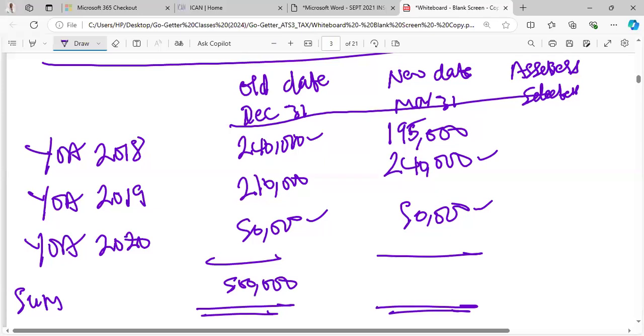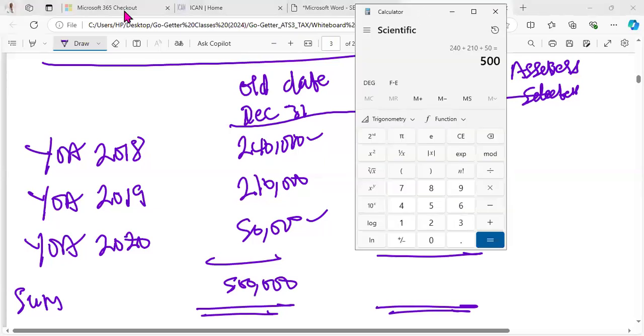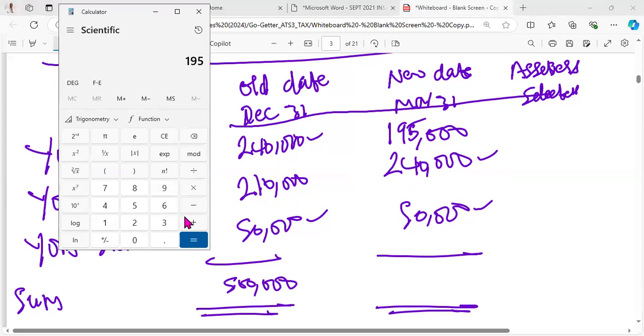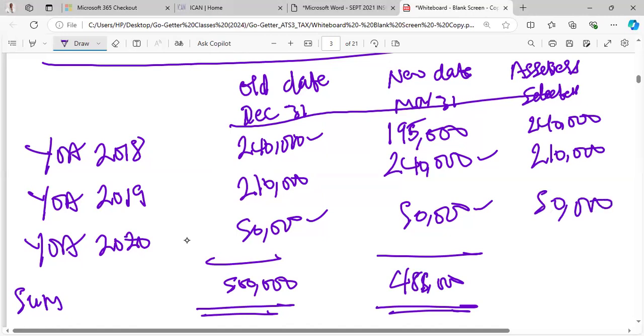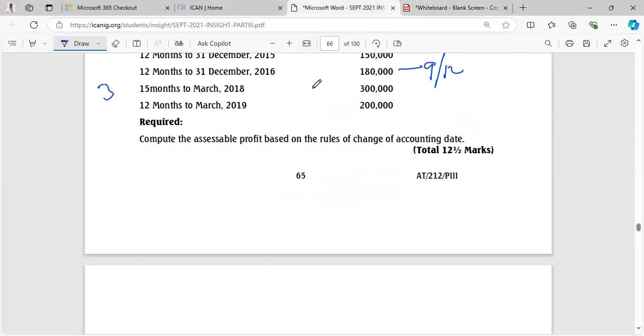Of course, the second will be less than 500. We have 195 plus 240 plus 50. That gives us 485. So we choose the one with the highest. So what is selected here is 240, 210, and 50. So these are the years of assessment for the 3 years based on the rules of change of accounting date.